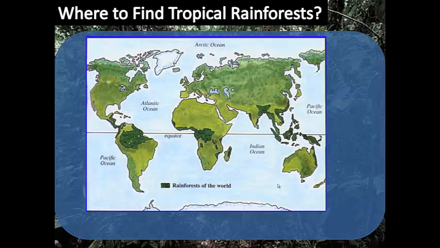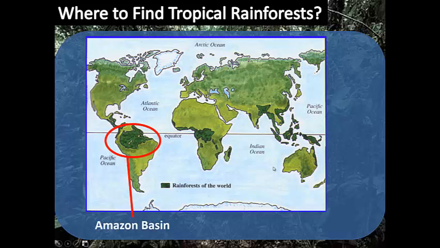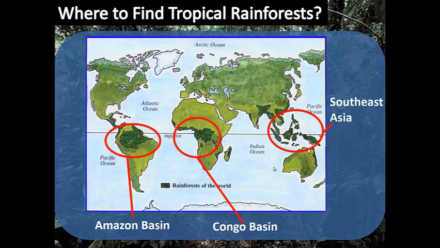So other than saying that we can find tropical rainforests in equatorial climates, we must also give examples of where they can be found in the world. The 3 most prominent rainforests in the world are found in, firstly, South America, in the Amazon basin. In Africa, the Congo basin. And lastly, the region of Southeast Asia.